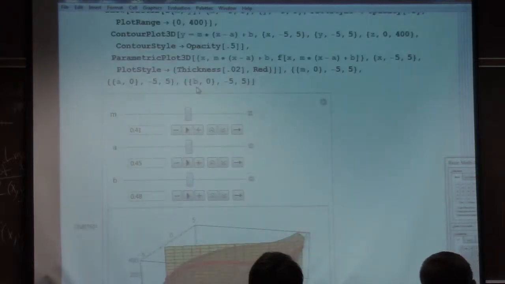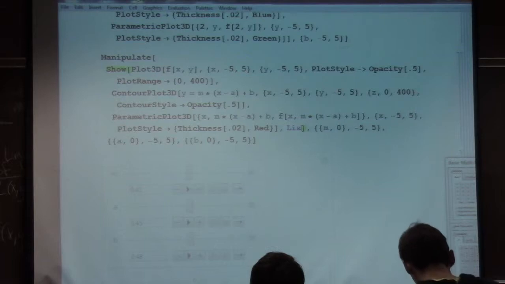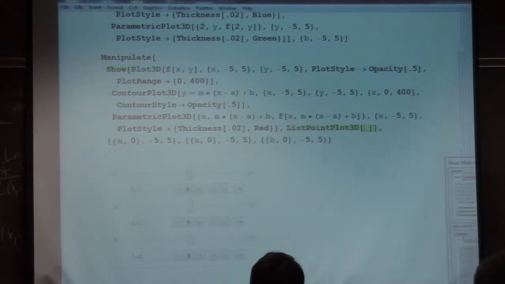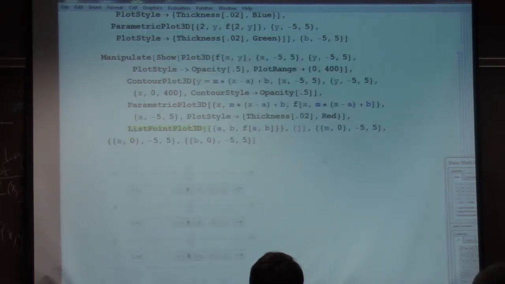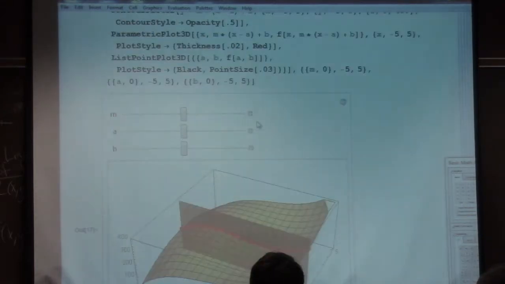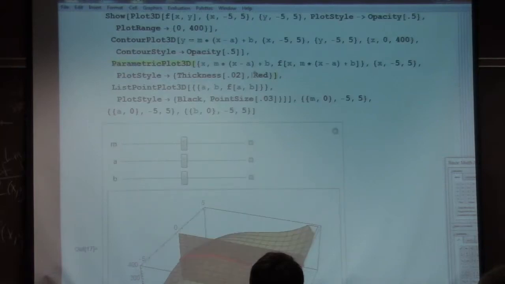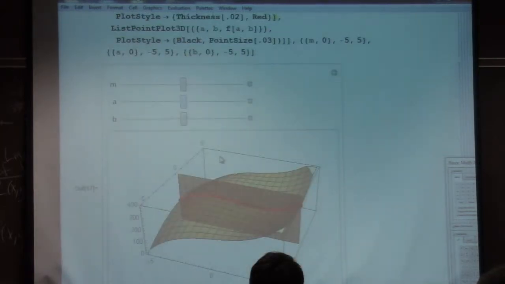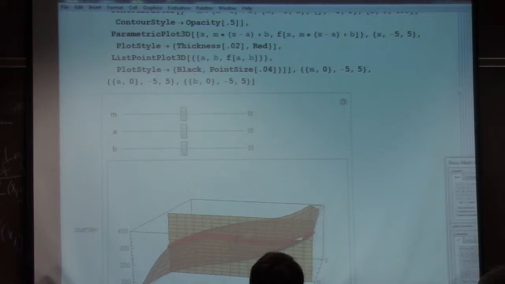Actually, it's probably good to put the point itself in here as well. Do that with a list point plot 3D: A comma B comma F of A comma B. We'll plot the point in question. Let's see. Not as big as I was hoping. You can see it there. I'm not sure why it's not overriding the... we don't see it sort of on top of the red curve. Let me make it bigger. There's the point.